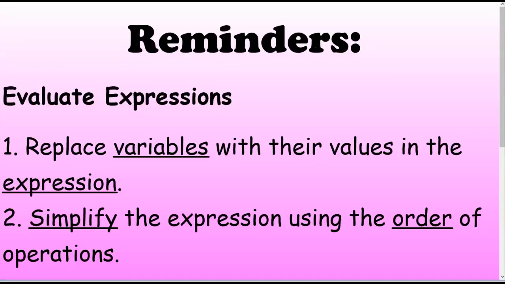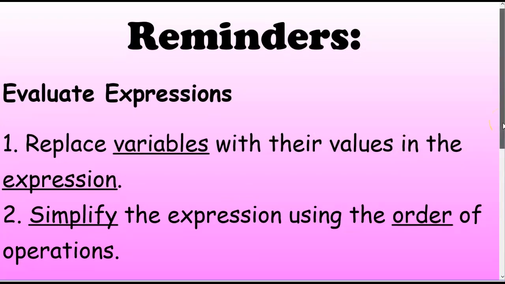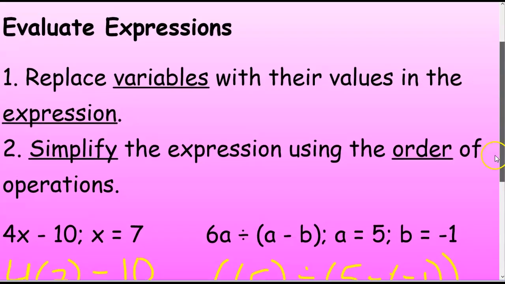Next, we are going to open up your toolkit, and in your toolkit, you need to write these things down. So, evaluating expressions. Find the space for evaluating expressions. When we evaluate expressions, we replace the variables with their values in the expression. So basically you're replacing the letter with the number in your expression, in the equation. And then we're going to simplify using order of operations.